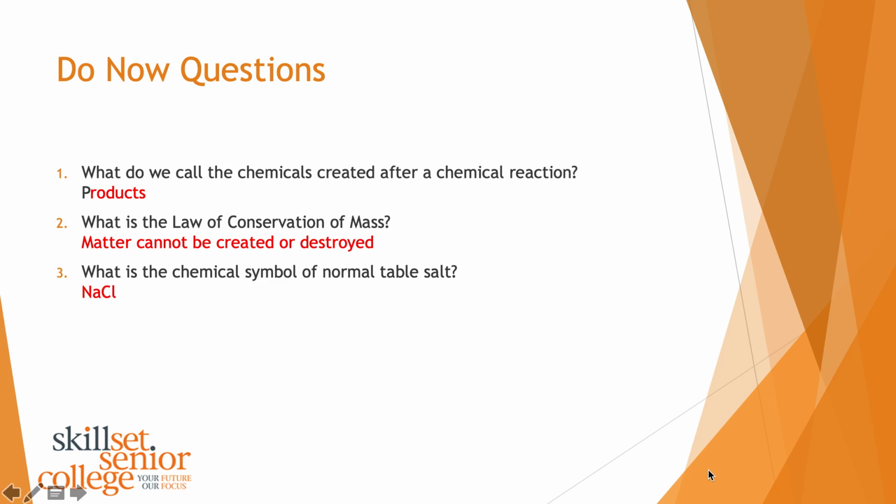And the chemical symbol of normal table salt is NaCl, which hopefully you remember from our first few lessons is sodium and chlorine, which forms sodium chloride. And that's normal table salt.